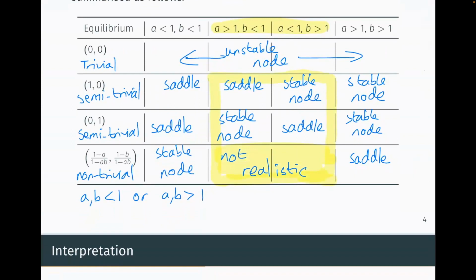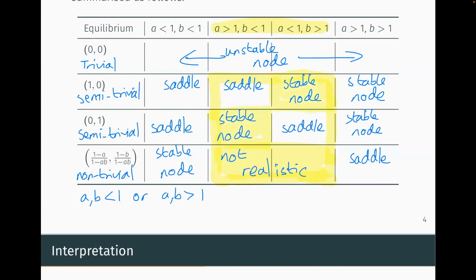And we have either a saddle or a stable node at each of our semi-trivial equilibria. So one's a saddle, one's a stable node. And then if we change the order of A and B, for example, if A is greater than 1 and B is less than 1, then there is a stable node down here and a saddle for the other values of A and B, and vice versa.